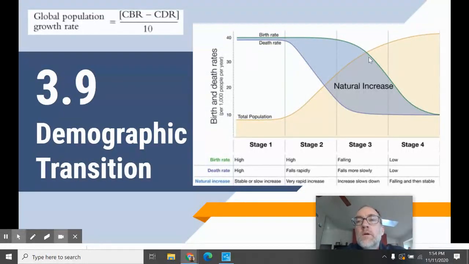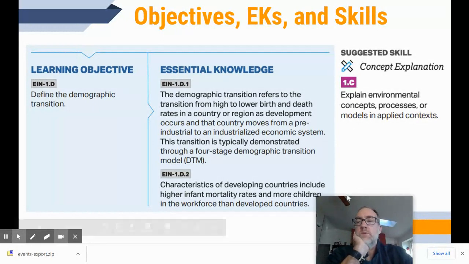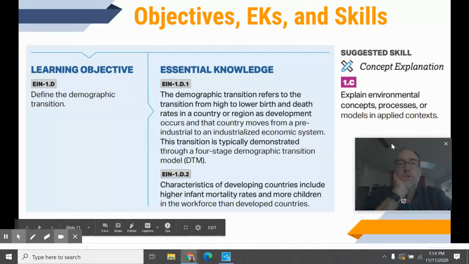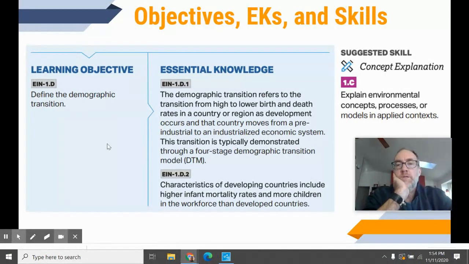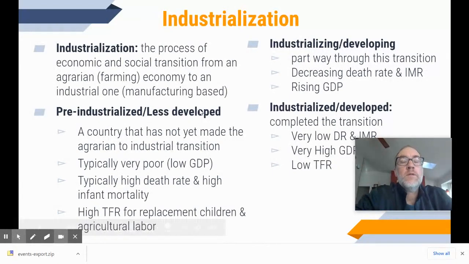You can see birth rates here, death rates here, and total population over time. Okay, so we're going to define what demographic transition is, try to guess where different countries are in terms of this demographic transition, and look at the characteristics of those countries in the different stages of transition. Industrialization is a big factor in this process, an economic and social transition from an agrarian, which is a farming-based economy, to an industrial-based, manufacturing-based economy.